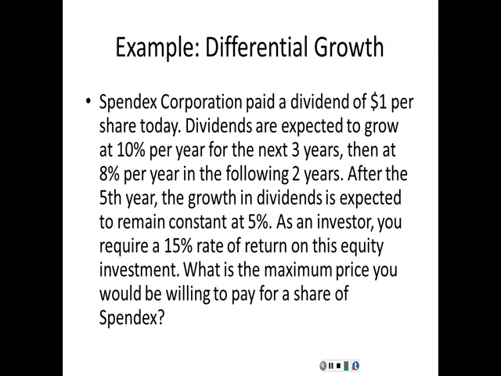Now at the end of that 5th year, we're no longer very confident about what we think the stock's going to do. So conservatively, we assign a constant growth from that point on. So for this example, after the 5th year, we're going to grow at a constant rate of 5%. Now it still says as an investor we require a 15% rate of return on this investment. So what price would we pay? Or in other words, what's our intrinsic value? So let's run through the solution.